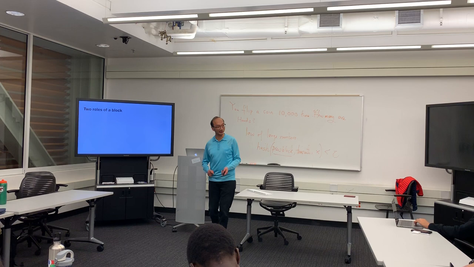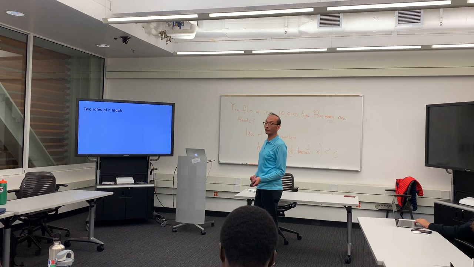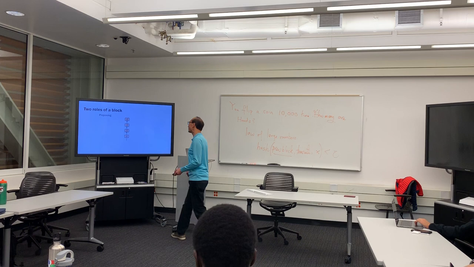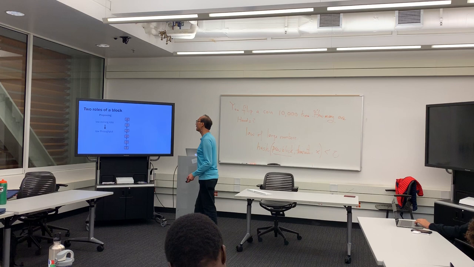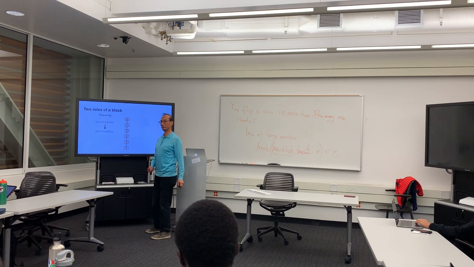Okay, so two roles of a block. In the first role, transactions are being proposed onto the blockchain. And the mining rate is low, which implies that the throughput is low.